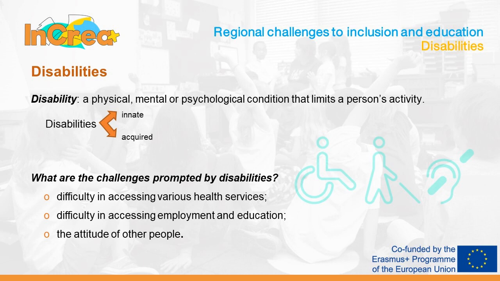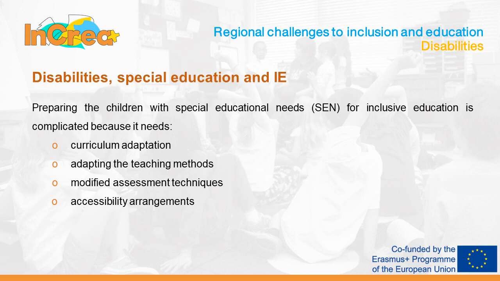Difficulty in accessing various health services. Difficulty in accessing employment and education. The attitude of other people. Preparing children with special educational needs for inclusive education is complicated because it needs curriculum adaptation, adapting the teaching methods, modified assessment techniques, and accessibility arrangements.